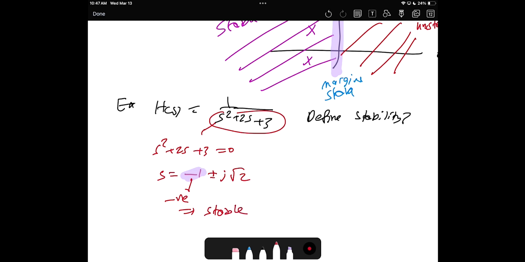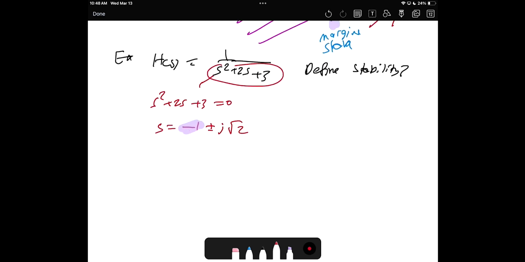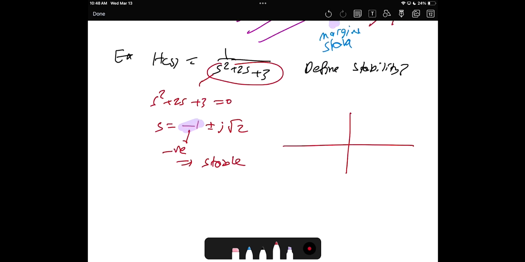Stable. Okay? On the s-plane, you will see here is negative 1, here is j square root of 2 and negative j square root of 2, and the intersections are the locations of the poles. Since they are in the left half plane, this is the stable region. So that's what you need to know about stability.